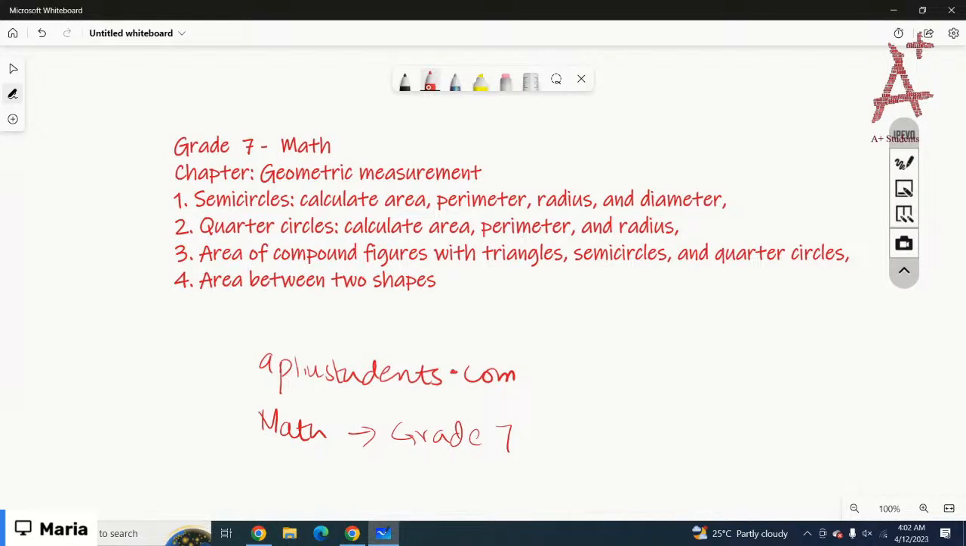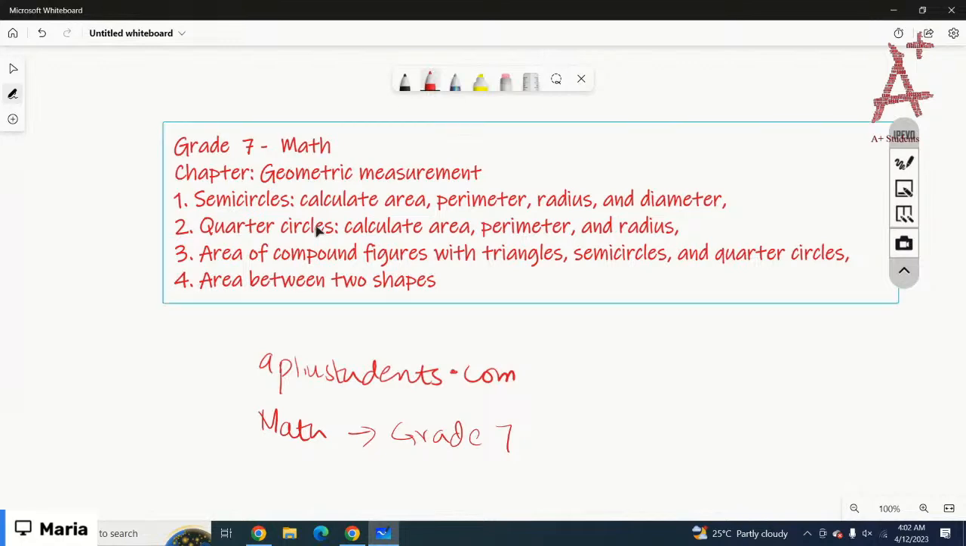The lessons we're going to cover today are semicircles, calculate area, perimeter, radius, and diameter. Quarter circles, calculate area, perimeter, and radius. Area of compound figures with triangles, semicircles, and quarter circles, and area between two shapes. So let's just start with the first lesson.